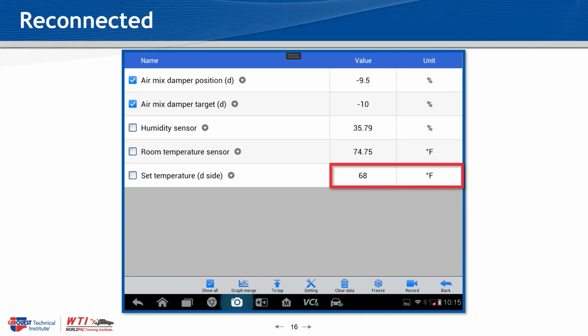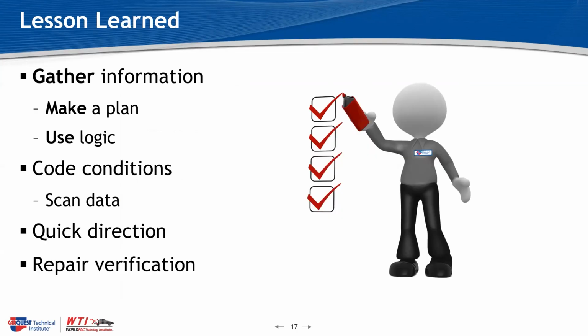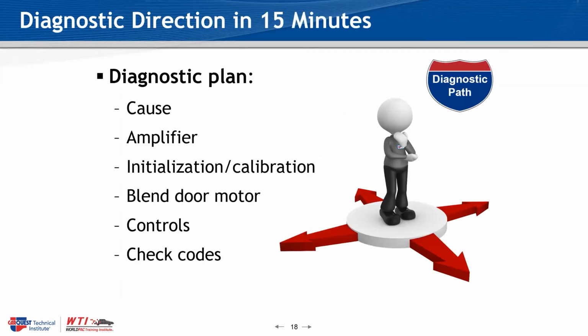So does that make sense, folks? Using the data to help guide our diagnostics. It's using logic. It's having a plan. It's saying, okay, what could be the root cause of this? What would my expected behavior in data be if the system was low? What if I had a failed door?